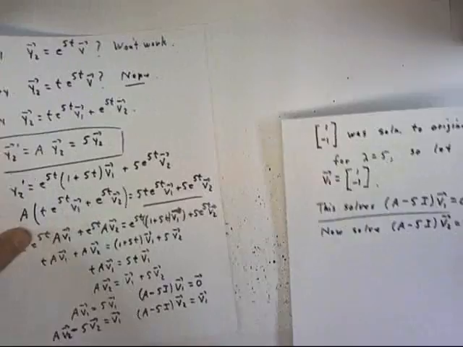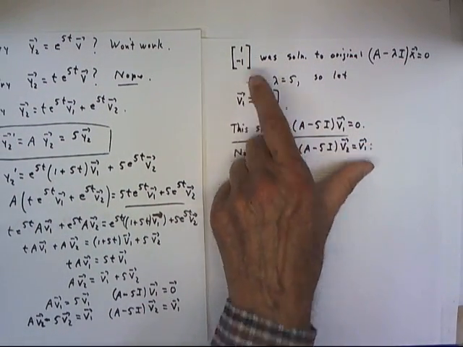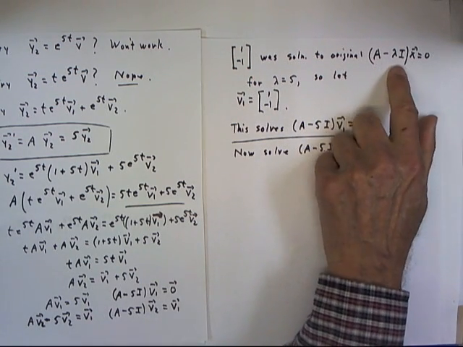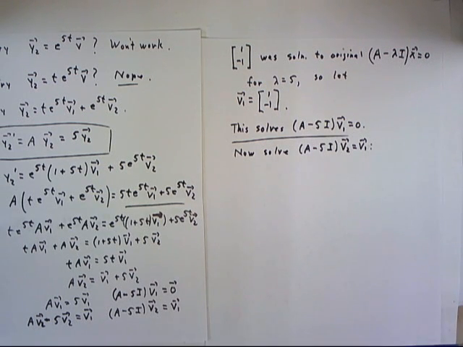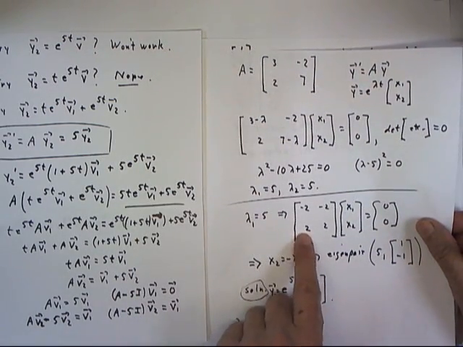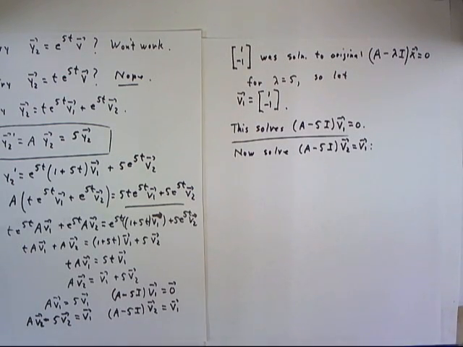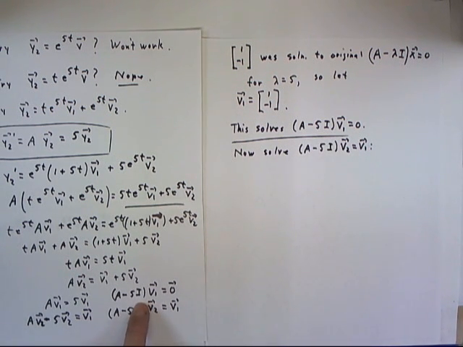Now we see that, remember that (1, -1) was the solution we originally found, the eigenvector for the equation (A - λI)x = 0 when λ is equal to 5. We found that solution previously right here, obtaining this eigenvector. So we let V1 equal that eigenvector, and that's our solution to this first equation.